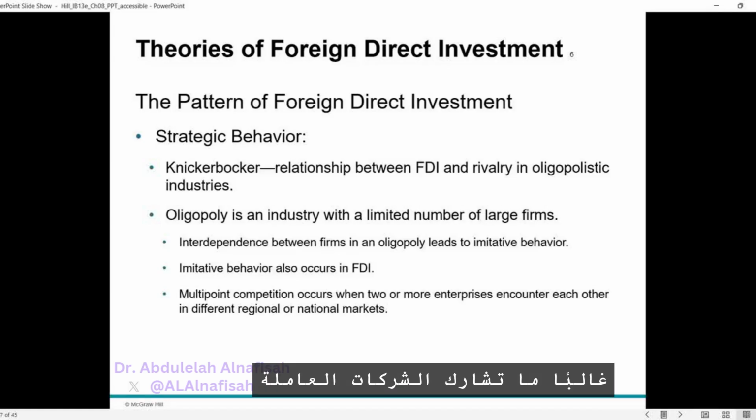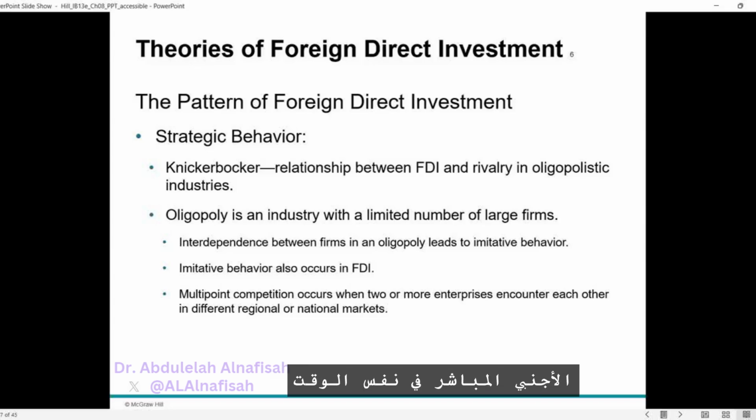Firms within the same industry often engage in foreign direct investment, FDI, simultaneously and target specific locations. Two theories explain these patterns: strategic behavior and the product life cycle.